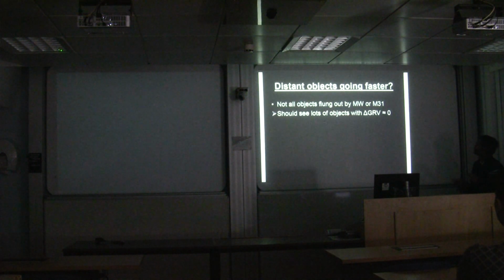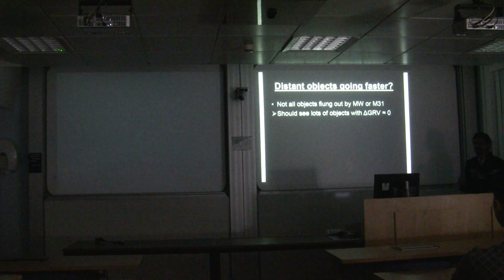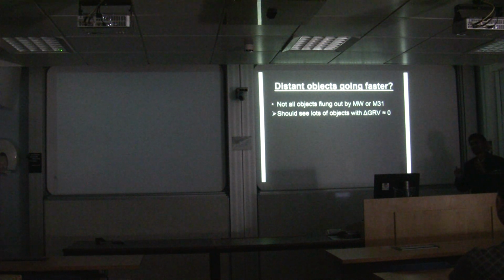One thing to bear in mind is that that doesn't apply to all the objects, right? Some objects might not have been flung out by the Milky Way or Andromeda, and they should be more or less consistent with lambda CDM. So that will apply to some objects. Actually, it's probably quite rare for a galaxy to pass very close to the Milky Way or Andromeda at exactly the time they're closely approaching each other. So that might not happen for too many objects.